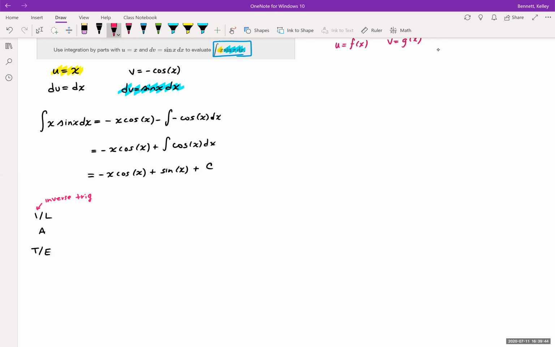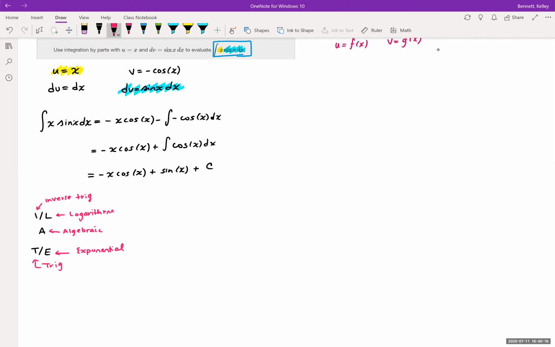That's your I. Your L is logarithms. Your A is algebraic. T stands for trig. And E stands for exponential. So what that means is that, first of all, you're in charge of knowing what these functions are and what they look like in their basic form.